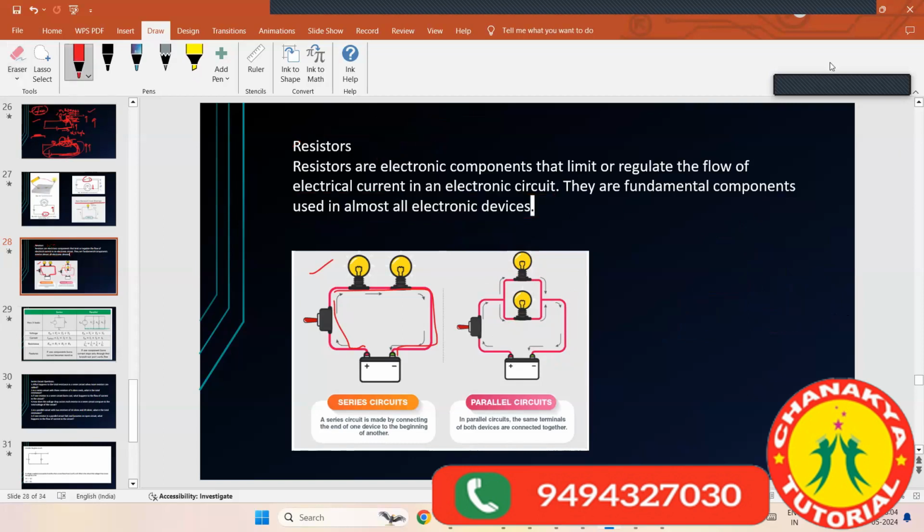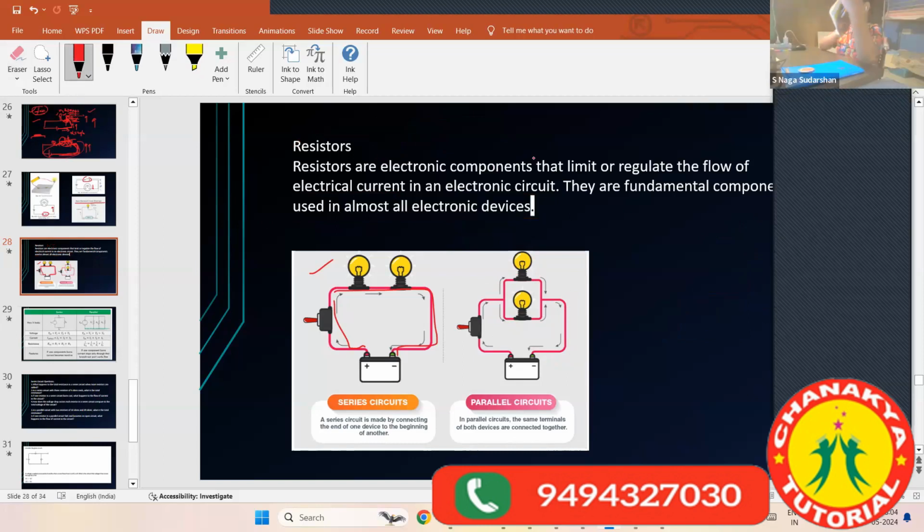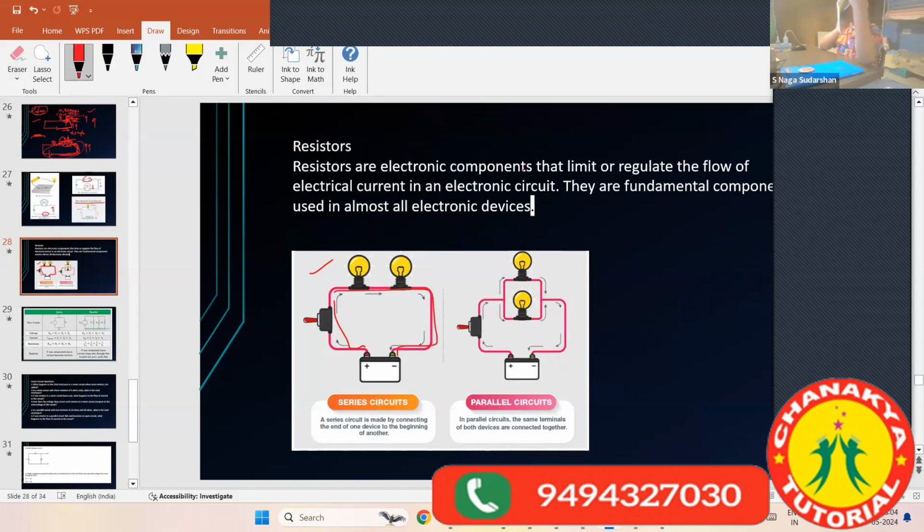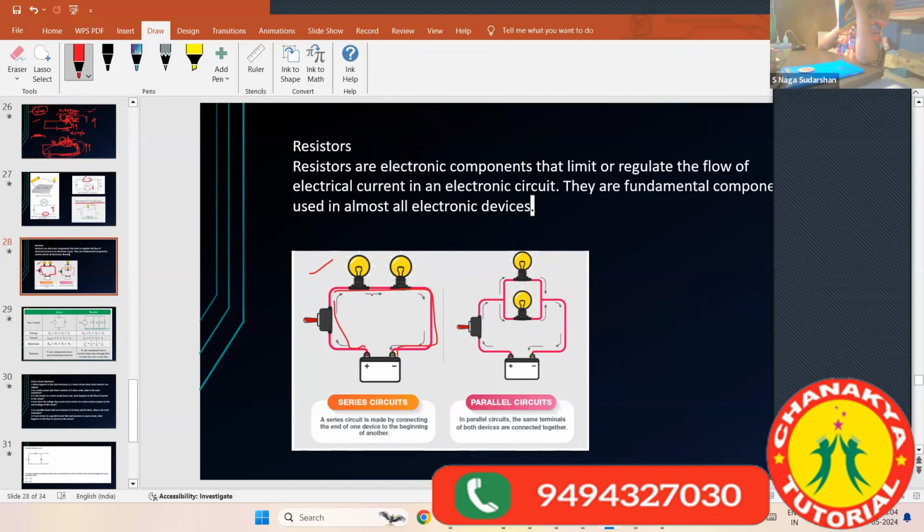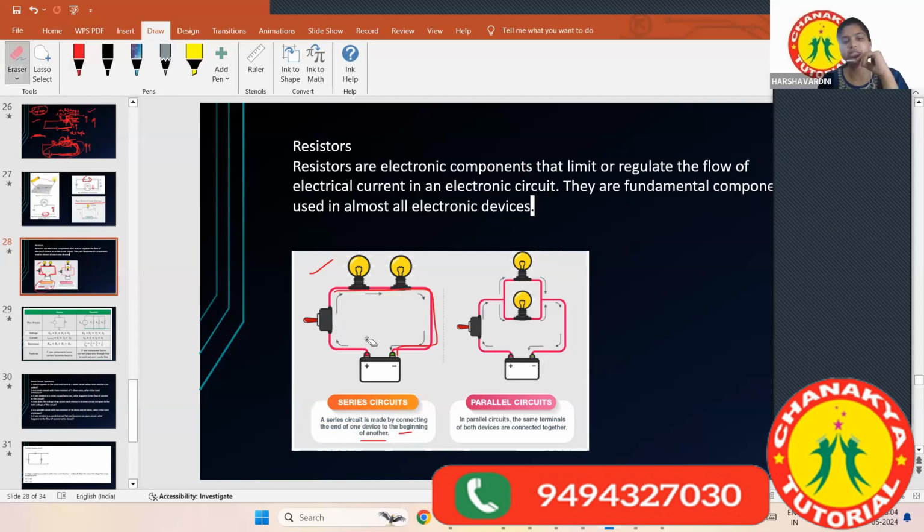Ma'am, what is MCB? Series current means a series circuit. What is a series circuit? A series circuit is made by connecting the end of one device to the beginning of another. Right? He's looking at Google. No, he's looking at the slide and saying. He just saw the slide and said.